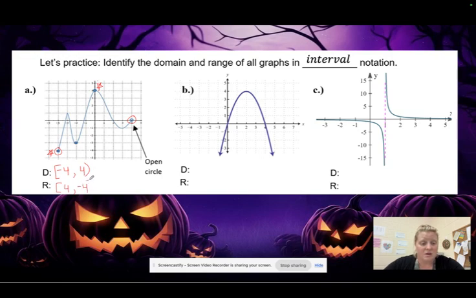Now I'm putting brackets on both of these because there's solid dots at both of my stars. So both the lowest and the highest points are solid dots. That means you get brackets. And that is your first interval notation.